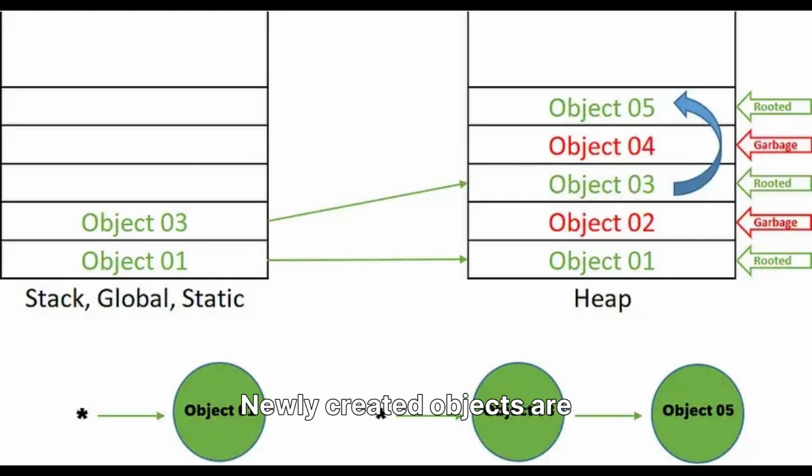Newly created objects are initially placed in Generation 0, which is the youngest and most frequently collected generation. This generation is designed to efficiently collect short-lived objects, as statistics show that a large majority of objects created by an application become unreachable very quickly, making Generation 0 collections fast and highly effective at reclaiming memory.